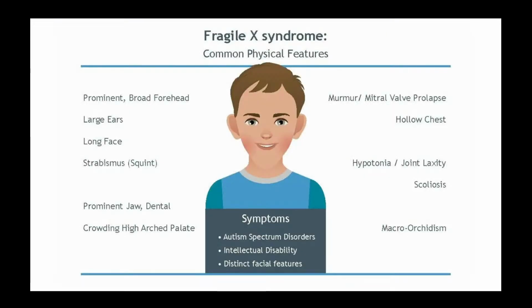The common physical features of this syndrome are a prominent broad forehead, large ears, long face, mental retardation, mitral valve prolapse with murmur, hollow chest, hypotonia, scoliosis, and in males macroorchidism. Plus mental retardation, which can include autism spectrum disorders, intellectual disability, and distinct facial features.